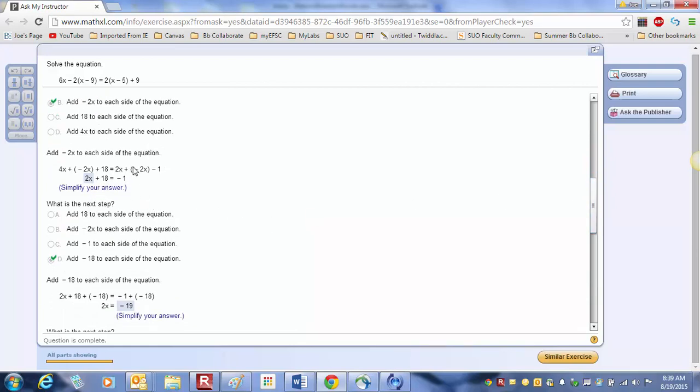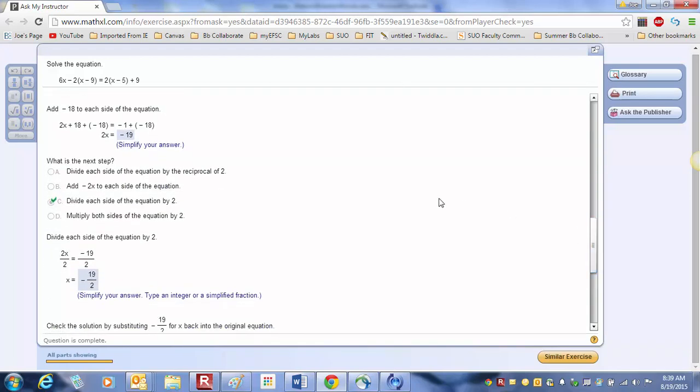Now 2x plus 18 equals negative 1. Let's move the 18 to the right side. That way we have 2x by itself, isolated. So subtract 18 from both sides, and that's what they did here. And then 18 minus 18 will cancel. Negative 1 minus 18 is negative 19. And therefore, the last step here is to divide both sides by 2.